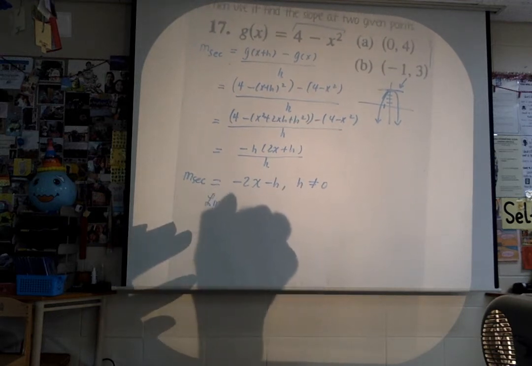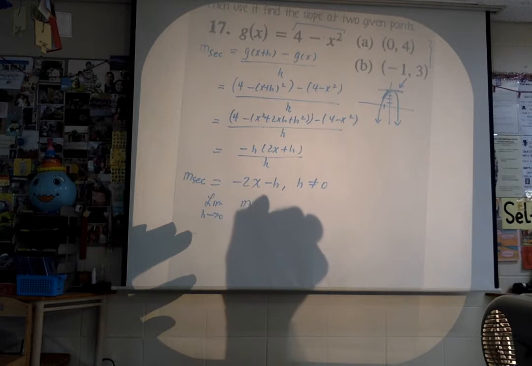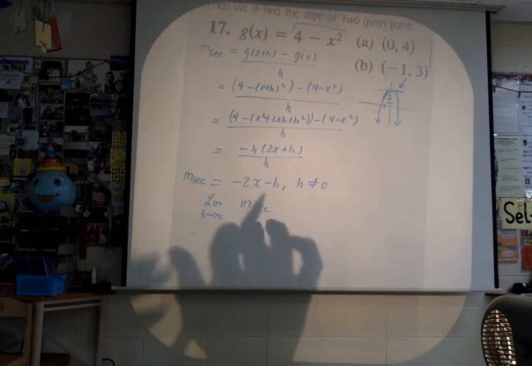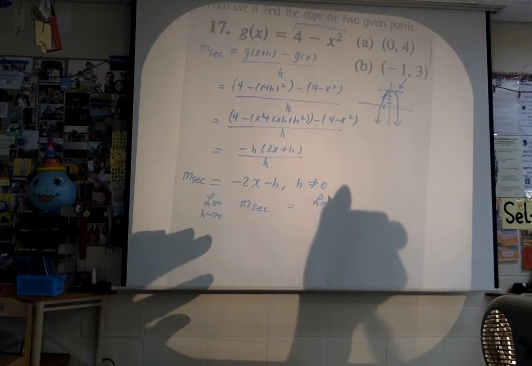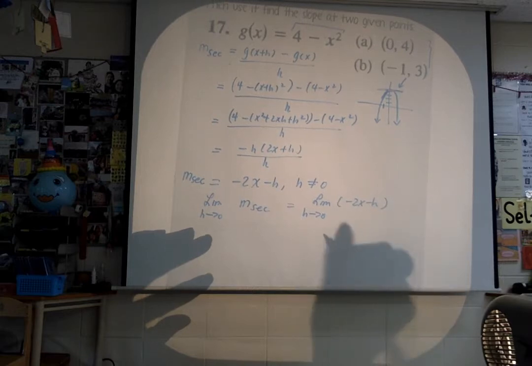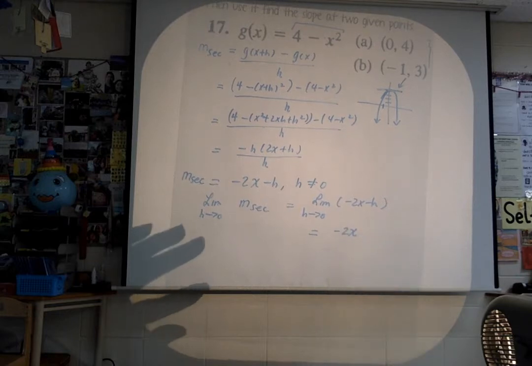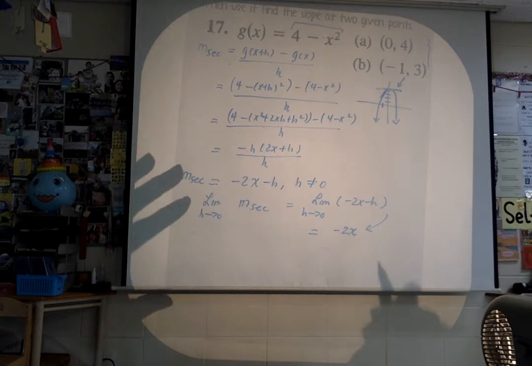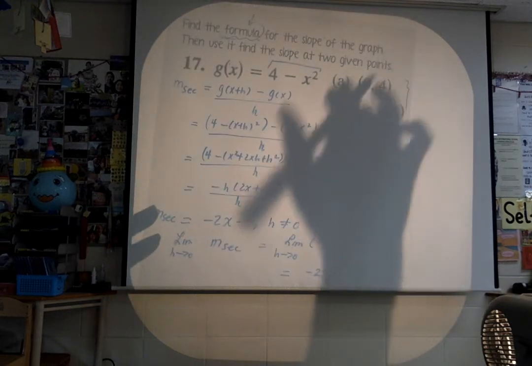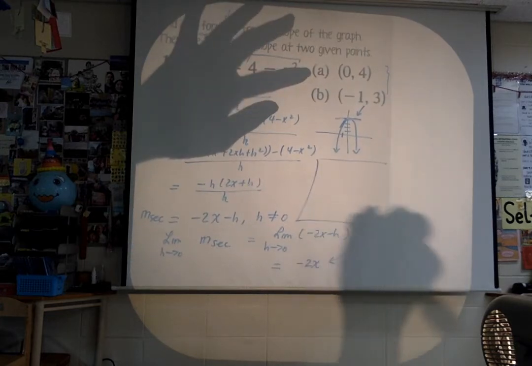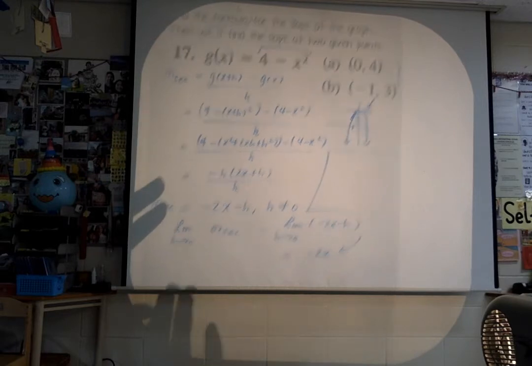Now, let's take the limit as h approaches 0 for the formula for the secant slope, which is the limit as h approaches 0 of negative 2x minus h, right? So now we get direct substitution here, negative 2x. And that is our formula, as they called it, okay? So now we're going to take this and plug in these coordinates here. So let's do it for A right here. 0, 4, right? So I'll just do it here, actually.